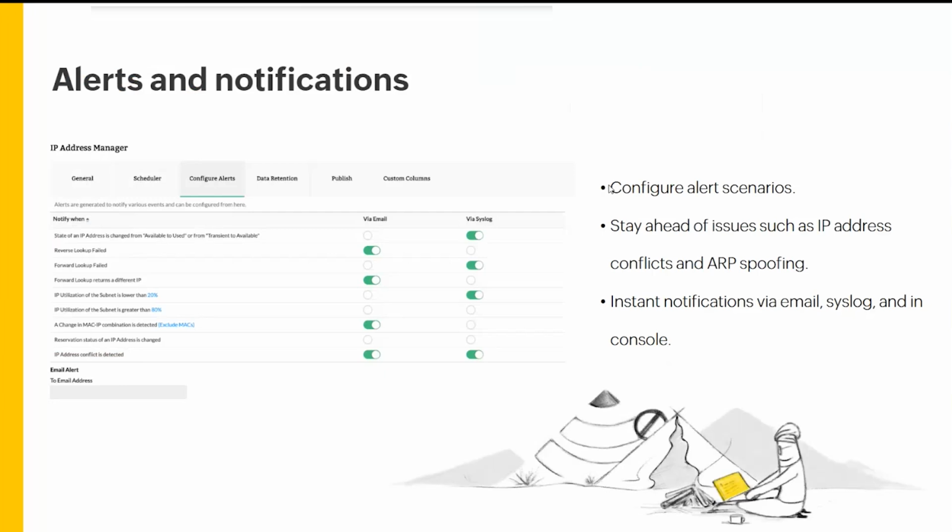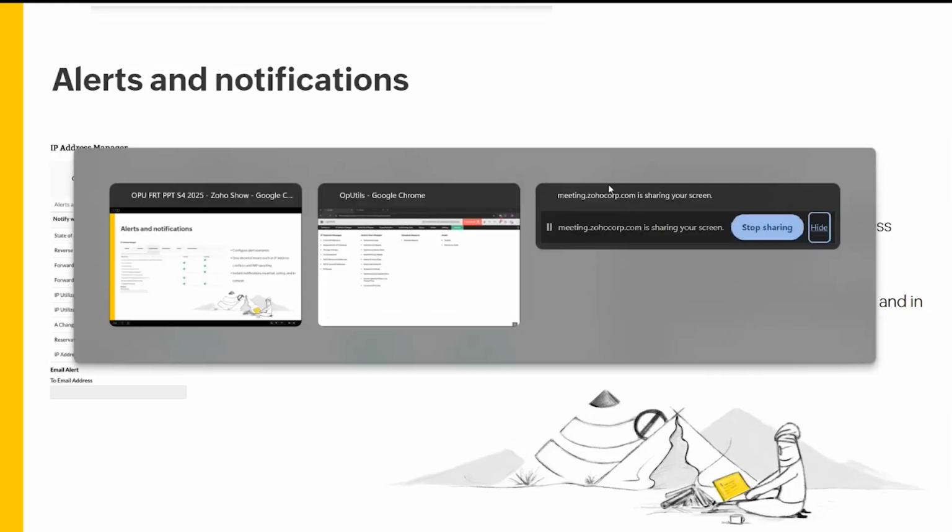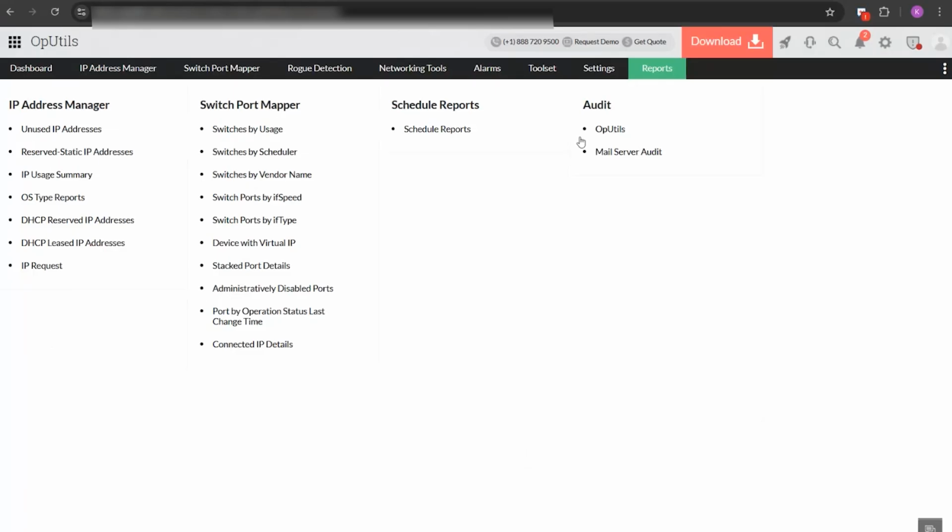Alerts are a vital part of network monitoring because they allow you to proactively monitor your network and fix issues before they escalate. With OpUtils, you can configure alerts for events such as IP conflict, ARP spoofing, and guest device validity expiry. When an alert is triggered, you'll get instant notifications via syslog, email, and directly inside the console. Let's see the alerts inside the console.